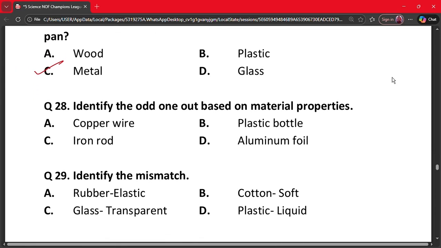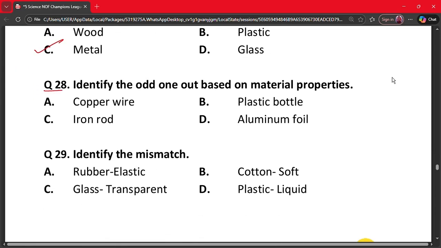Our next question is question number 28. Identify the odd one out based on material properties. A. Copper wire, B. Plastic bottle, C. Iron rod, and D. Aluminium foil. The correct answer is option D. Aluminium foil is thin and flexible, unlike other strong rigid materials. So copper wire, plastic bottle, and iron rod are strong. Meanwhile, aluminium foil is thin and flexible.